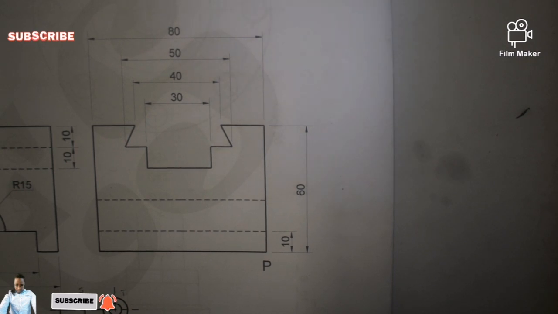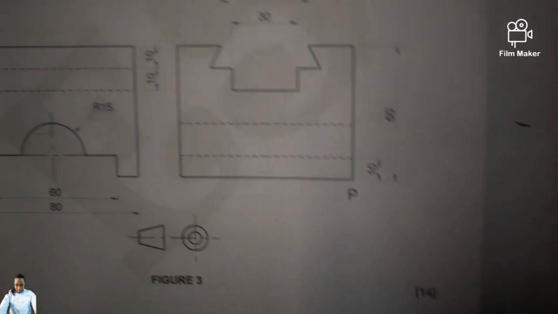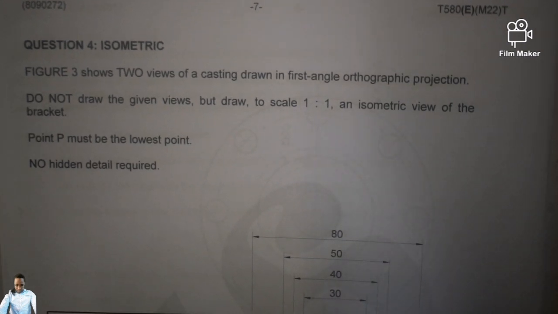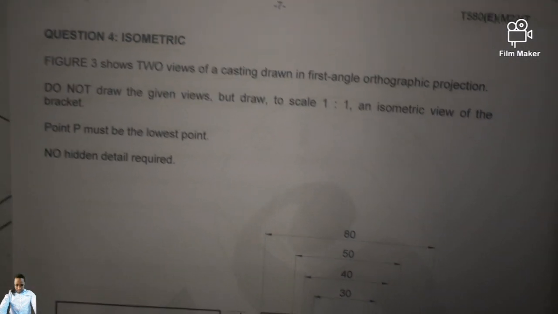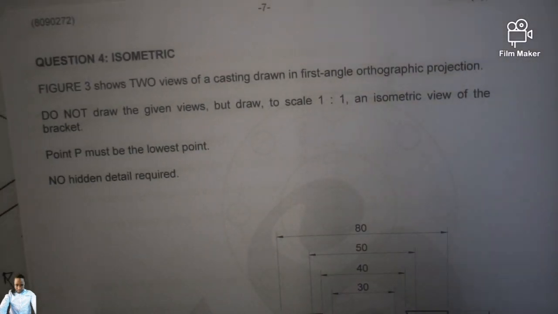We are given two views with their projection symbol. So the very first thing that you have to do is read the question. Before you even analyze the views, read the question, because you might find that it says do not redraw, do not attempt question 4, please go to the next page. You understand? So it is very important to read the question. So the question reads as follows.